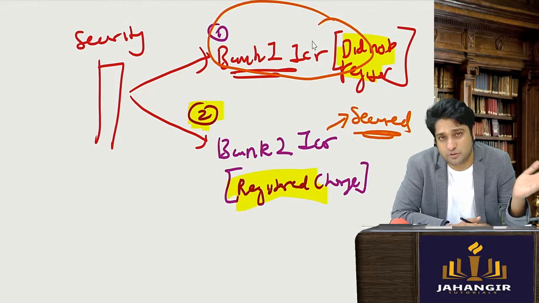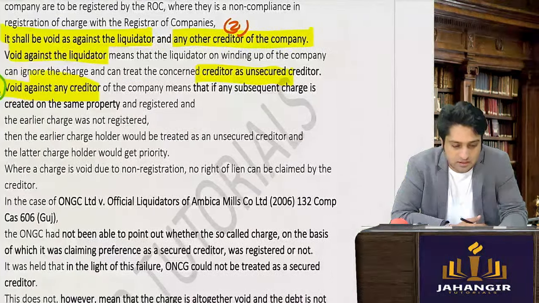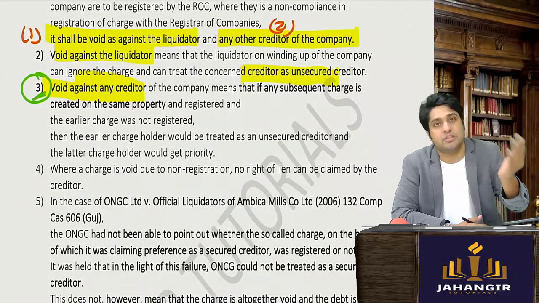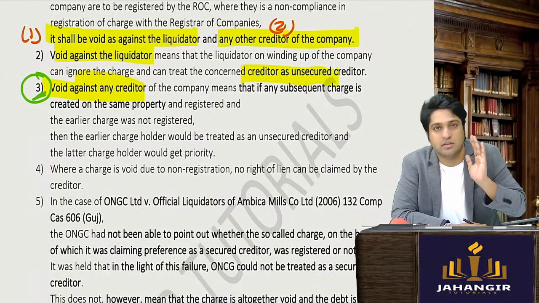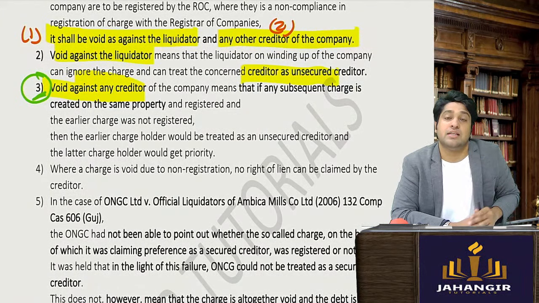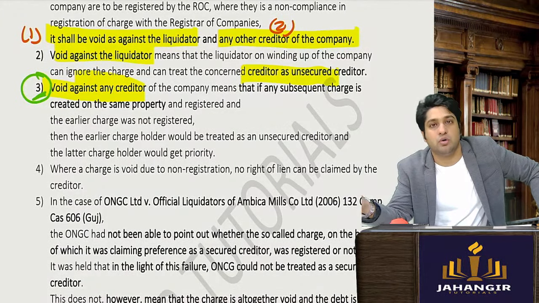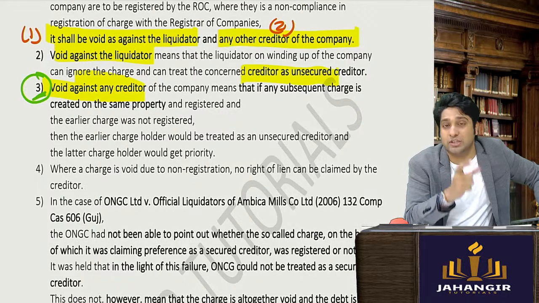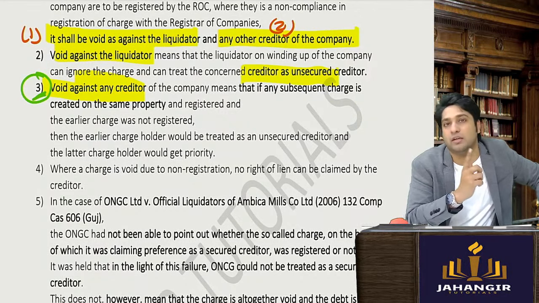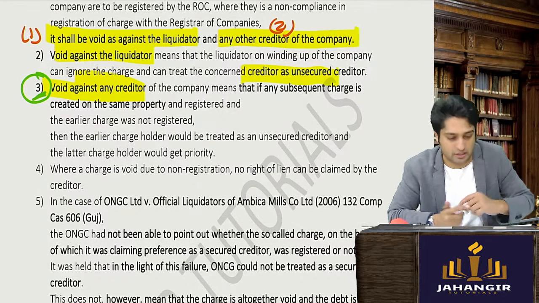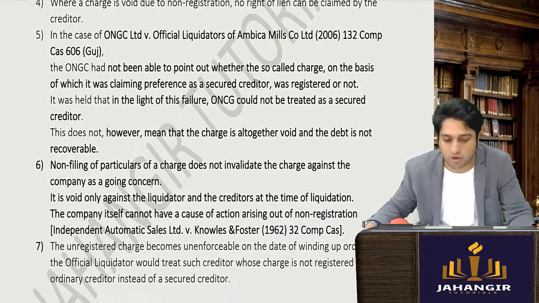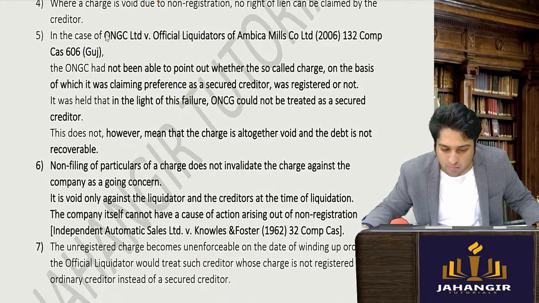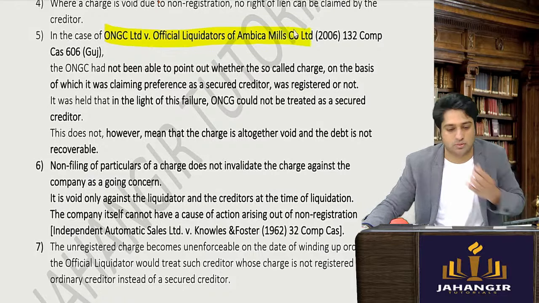So what is this line, the sentence? That if any subsequent charge has been created and registered, then the subsequent charge holder will be treated as a secured creditor and will get priority over the unsecured creditor. Clear? This was an important case law. I want you to highlight it and mark it in your books as well.